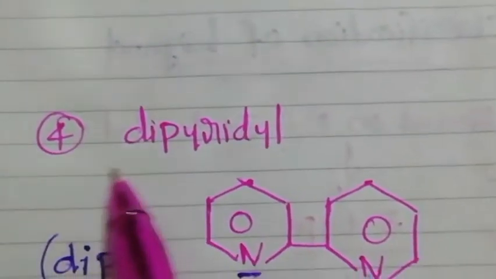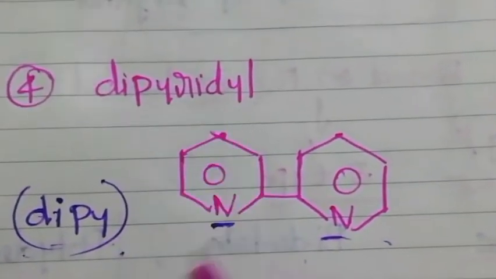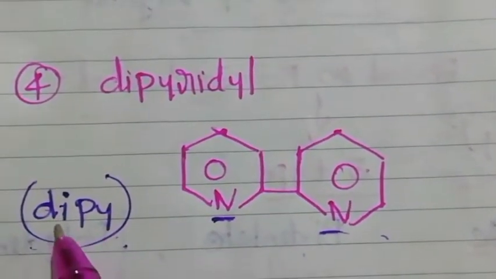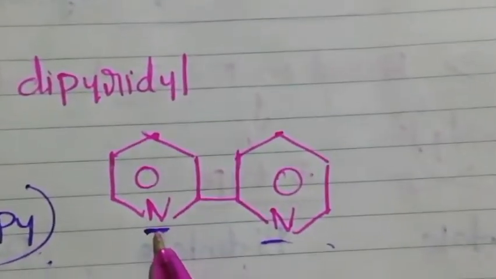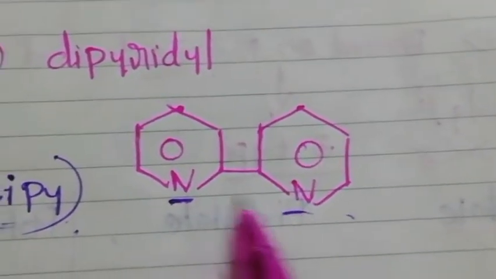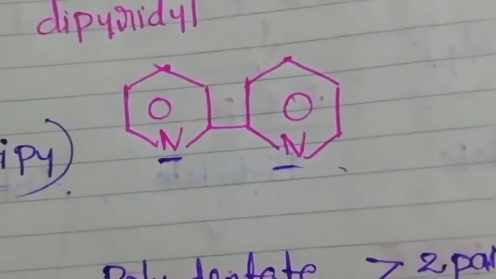Next bidentate ligand is dipyridyl. DIPY is the representation, and this is the structure. See, these two nitrogens act as the donor sites. So this is also a bidentate ligand.